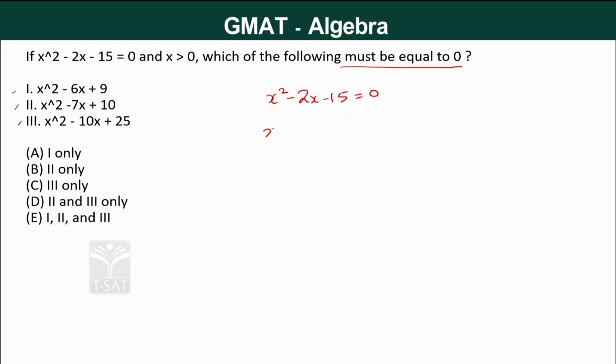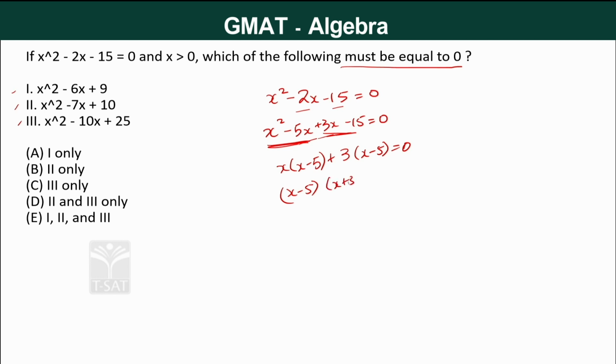Let's factorize this. 15 is 3 into 5. We will have minus 5x plus 3x minus 15 is equal to 0. This is basic factorization. The numbers' product should be minus 15 and the sum should come out as minus 2x. So we choose these numbers. Now we take x common from these two terms. We get x into x minus 5, plus taking 3 common in these two terms, you will get 3 into x minus 5 is equal to 0. You can take x minus 5 as common into x plus 3 is 0.